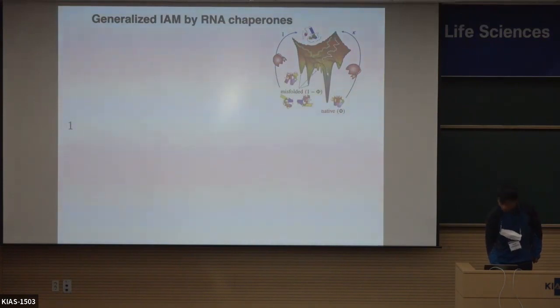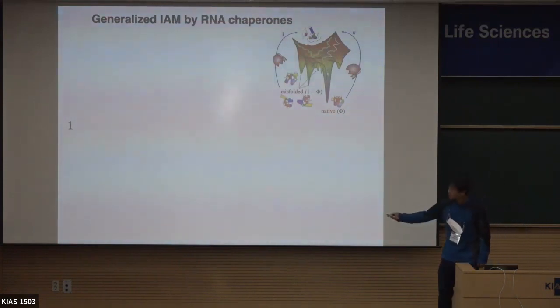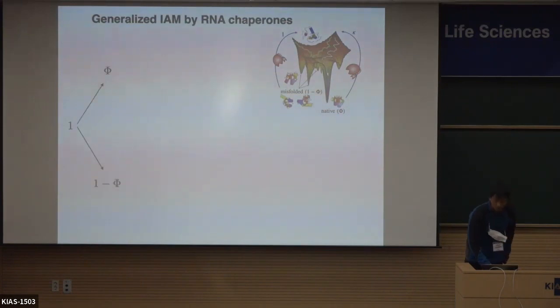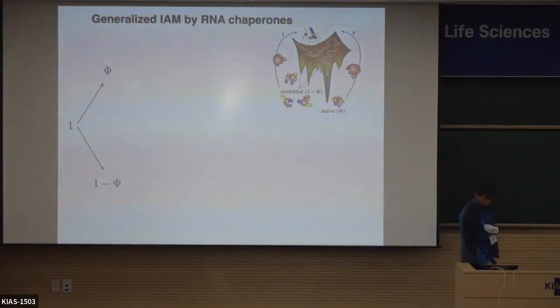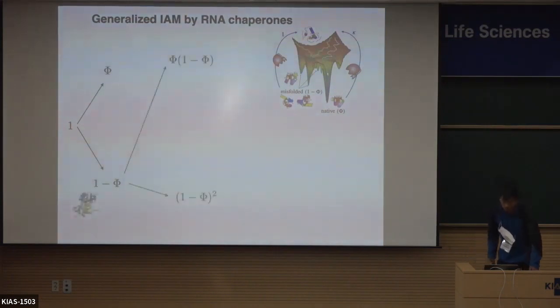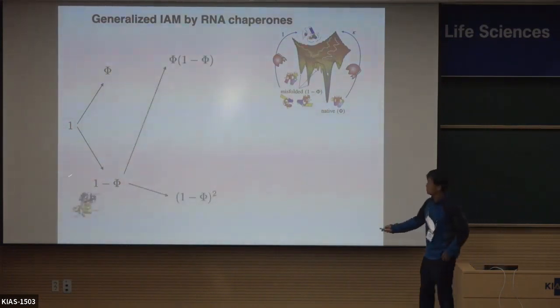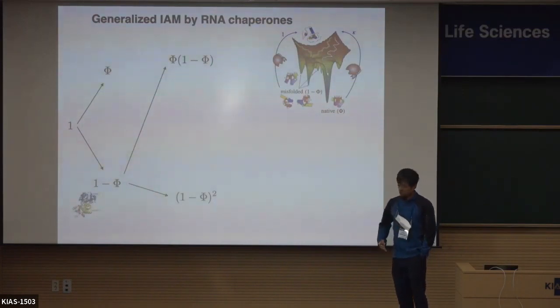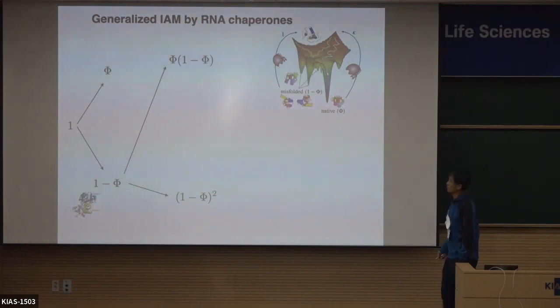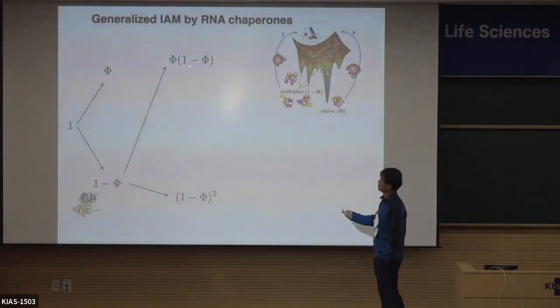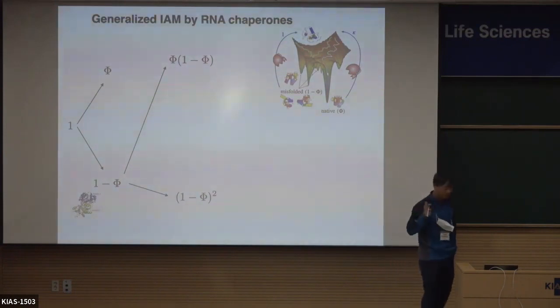So let's assume there's some sequence of RNA. It folds into the native and misfolded state, okay? Chaperone recognizes this misfolded RNA and then resets the system into the unfolded state, and gives another chance to fold. Then this population is divided into the folded state and the misfolded state again. Okay, this is what happens in the GroEL, right?